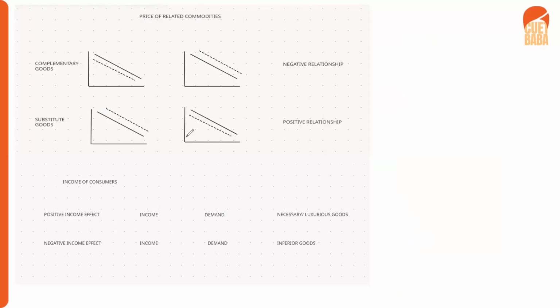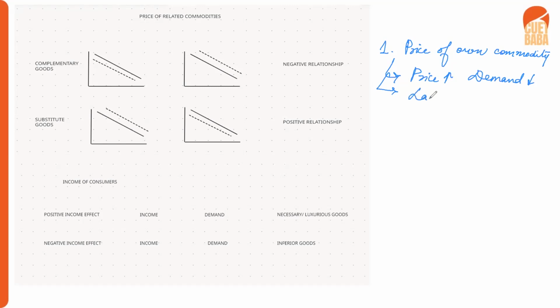I had first said that we have 5 scenarios. The first one is the price of own commodity. The basic idea is that when the price of the commodity increases, the demand for that commodity decreases. We can see this in the law of demand as well, that when the price of a basic commodity increases, the demand would decrease.